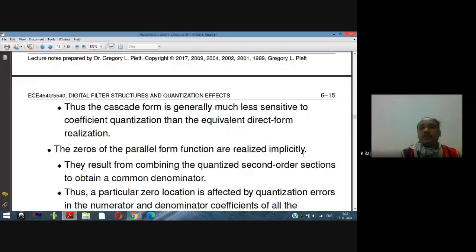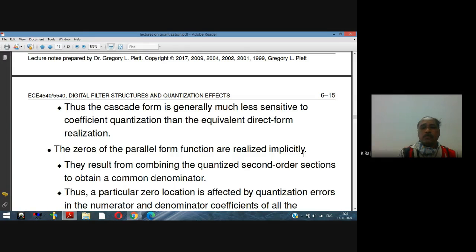So the cascade form is generally much less sensitive to coefficient quantization than the equivalent direct form realization. If we are using the cascade form realization, that will be less sensitive towards the coefficient quantization error.